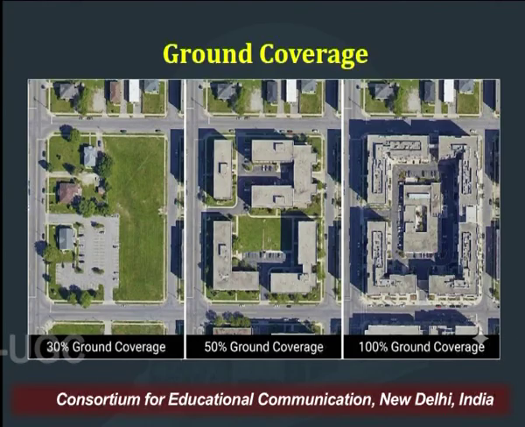In the second one, it's 50-50, so the building is covering only 50% of the overall plot or the site area, and the rest of the area is open area, which can be utilized again in the green areas, pathways, streets, ramps, etc. And in the third one, you can see that 100% of the plot area or the site area is covered. So that's called the 100% ground coverage.